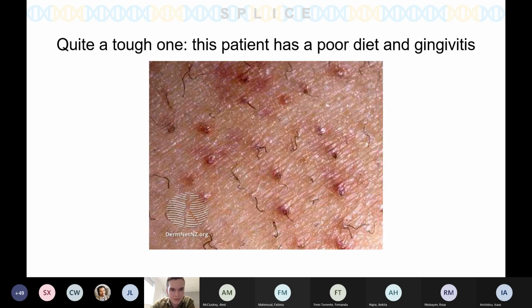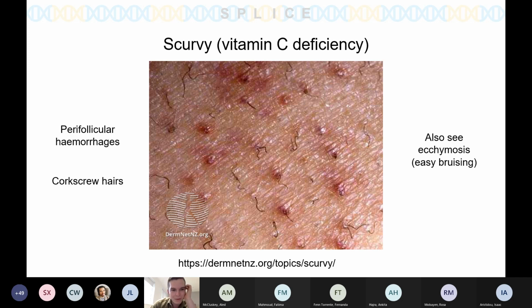This one's a really tough one. I've included this because I got destroyed by a consultant on it. Yeah, scurvy. Nice. So we've got perifollicular hemorrhages, corkscrew hairs, and this person would bruise easily. They'd have poor wound healing. I'm impressed with how fast you got that.